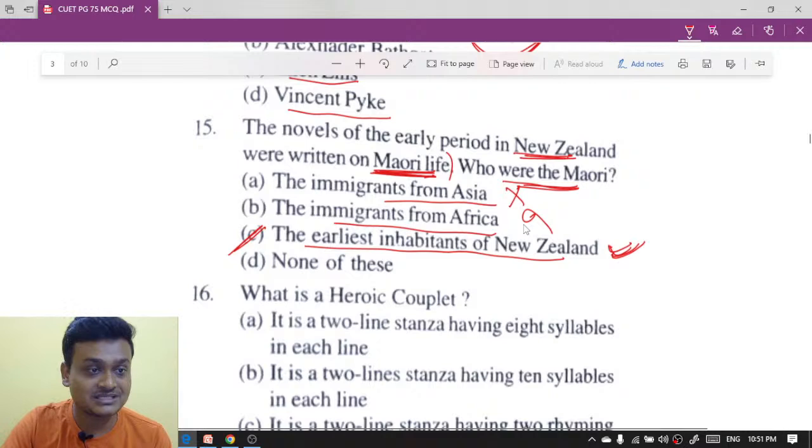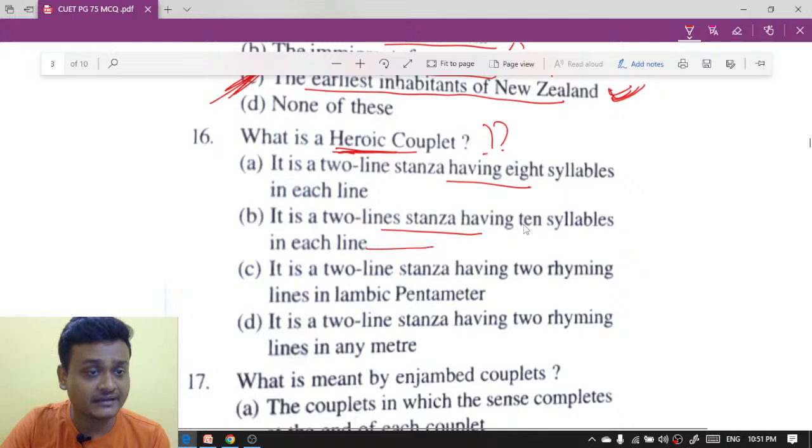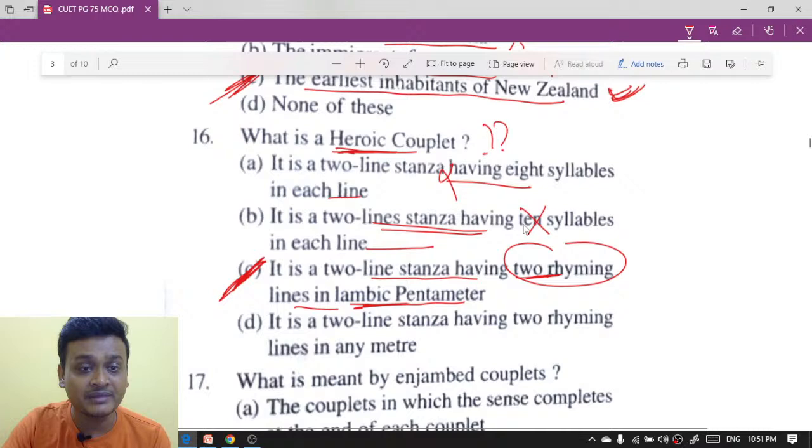What is a heroic couplet? Is it a two-line stanza having 8 syllables in each line? A two-line stanza having 10 syllables in each line? Or a two-line stanza having 2 rhyming lines in iambic pentameter? Having 8 syllables is wrong, and 10 syllables is also wrong. It is a two-line stanza having 2 rhyming lines in iambic pentameter. That's a heroic couplet. Okay. Next question.